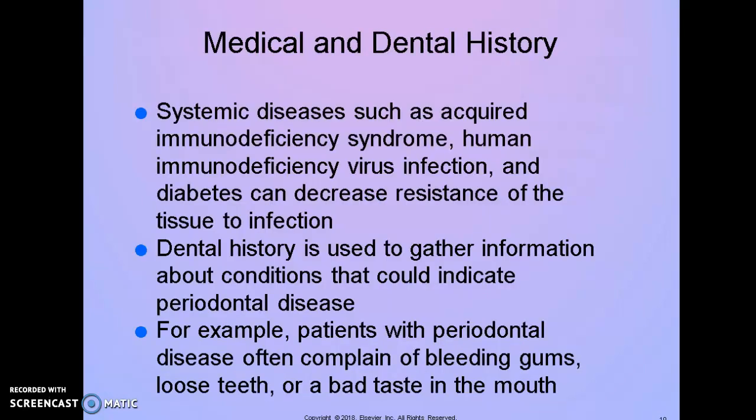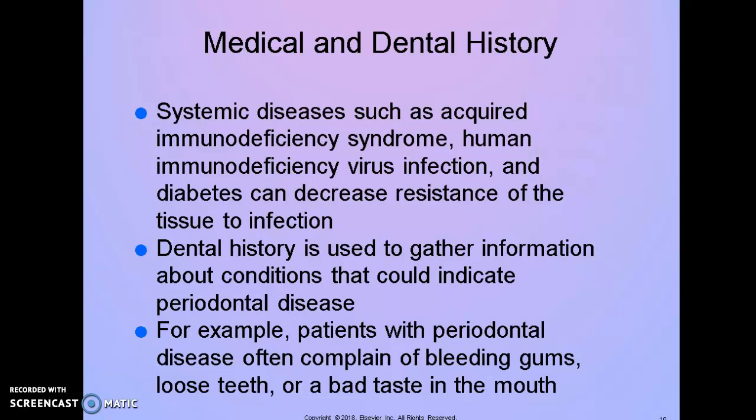So when you're taking the medical and dental history for your patients with periodontal disease, we need to remember that systemic diseases such as acquired immunodeficiency syndrome, human immunodeficiency virus infection, and diabetes, so AIDS and HIV and diabetes, can decrease the resistance of the tissue to further infection. So obviously, when the person is immunocompromised, they cannot resist other types of infections that are happening.